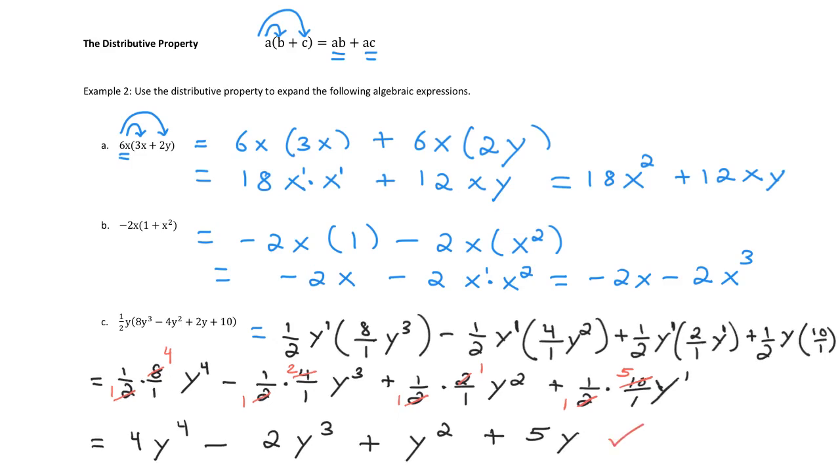So the point here being, for the distributive property, it doesn't matter how many terms you have. You just keep multiplying until you multiply to every single term. Then here I applied a couple of rules of exponents and simplified my fractions, and I had my final answer.